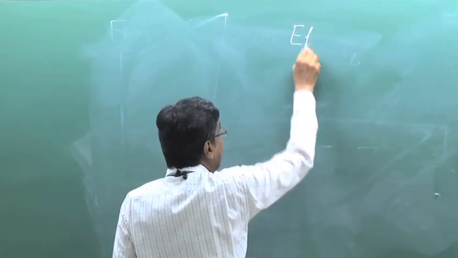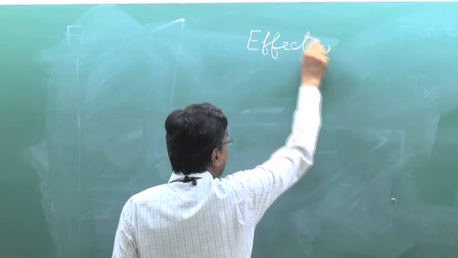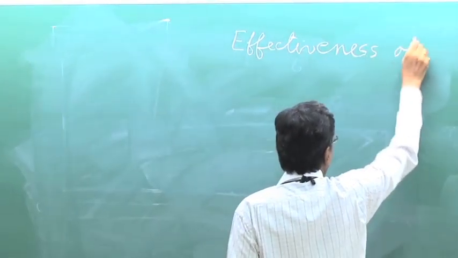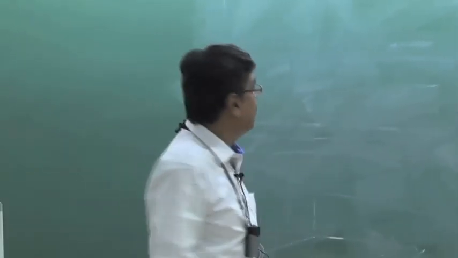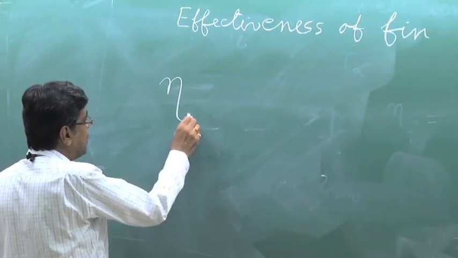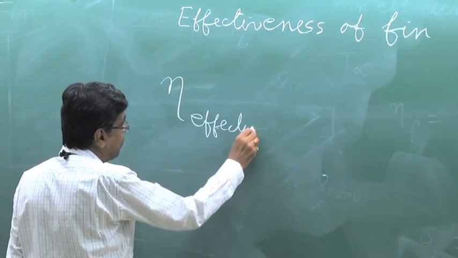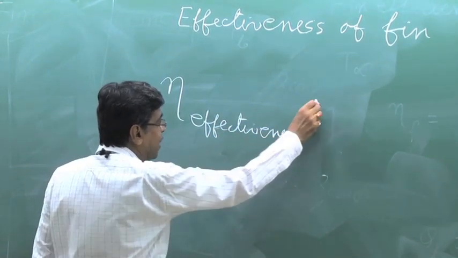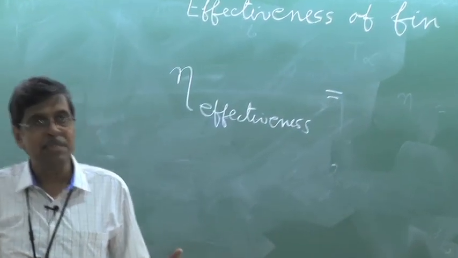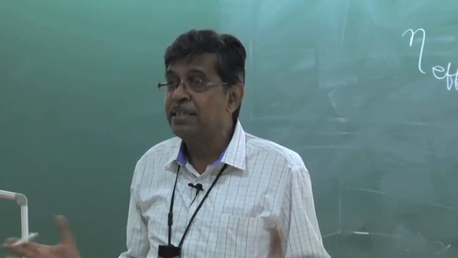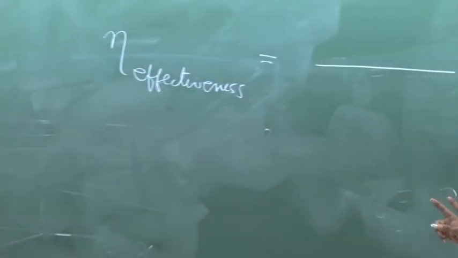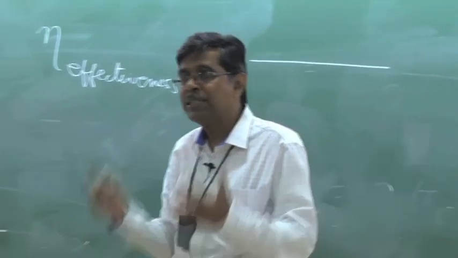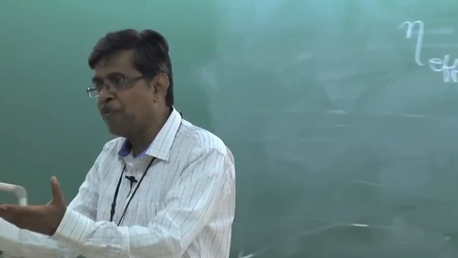So therefore a question comes: effectiveness of the pin, to judge whether it is effective to use a pin. Let us define a parameter in a similar way as the efficiency, but effectiveness. Frankly speaking, physically efficiency and effectiveness are the same; effectiveness of performance is efficiency, but here it is defined in a little different way. Efficiency is the effectiveness of its performance when it is performing. But now I will judge the difference between the two, that it performs or it doesn't perform.